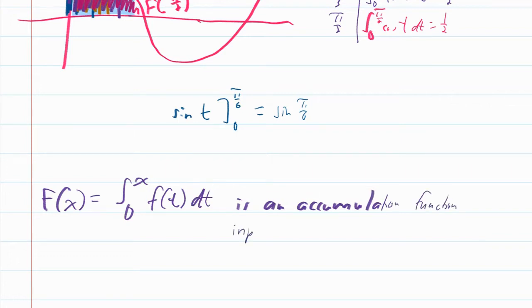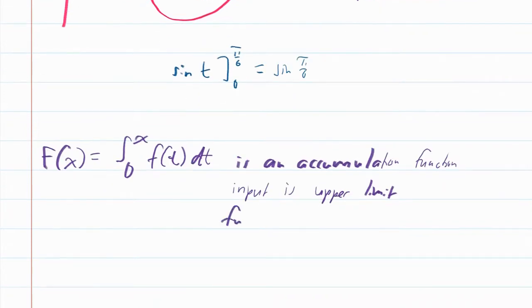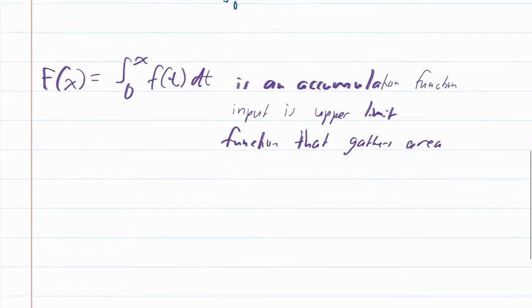Where the input is, in this case, the upper limit. It can actually be either limit, or both. That's kind of a different thing. But I want you to think about it as a function that gathers area. We're going to spend a lot of time in the next couple of days on accumulation functions.